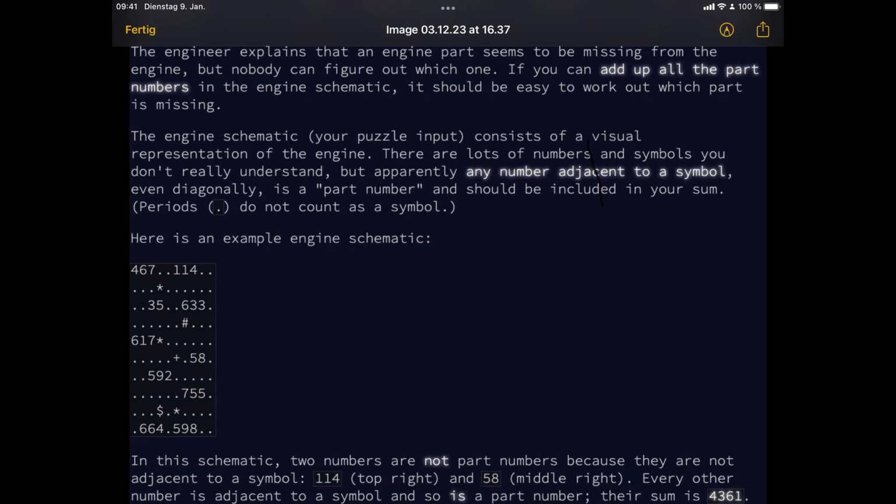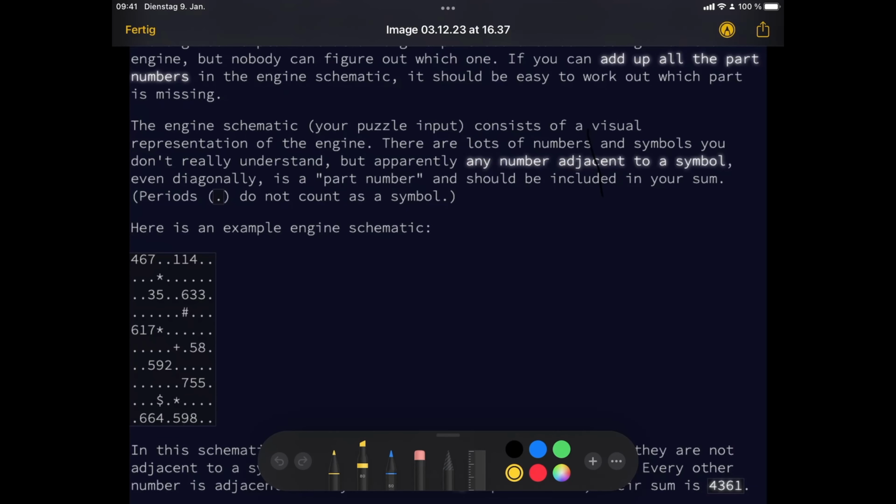So today we had a grid, and that grid contained numbers and symbols, and we had to find out whether those numbers were adjacent to a symbol or not. As usual, it's really important to read the instructions properly. Some important things to know today were: any number adjacent to a symbol, so it's also diagonal, and periods do not count as a symbol. Those things are really important to understand.